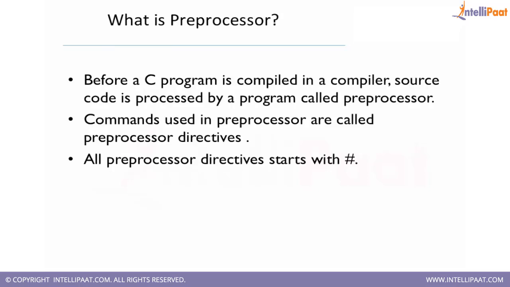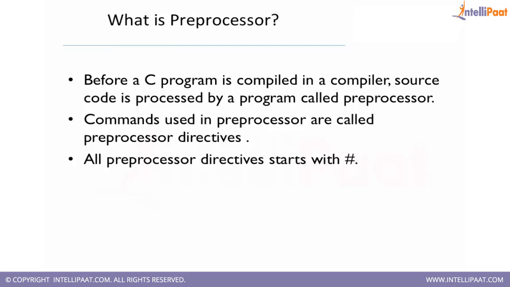So what is a preprocessor in C? Before a C program is compiled in the compiler, the source code is processed by a program called the preprocessor. Earlier in this tutorial, we covered how a C program is compiled. First, all your C files and header files are taken to the preprocessor, and the preprocessor will run, and it will convert your file to a .i file.